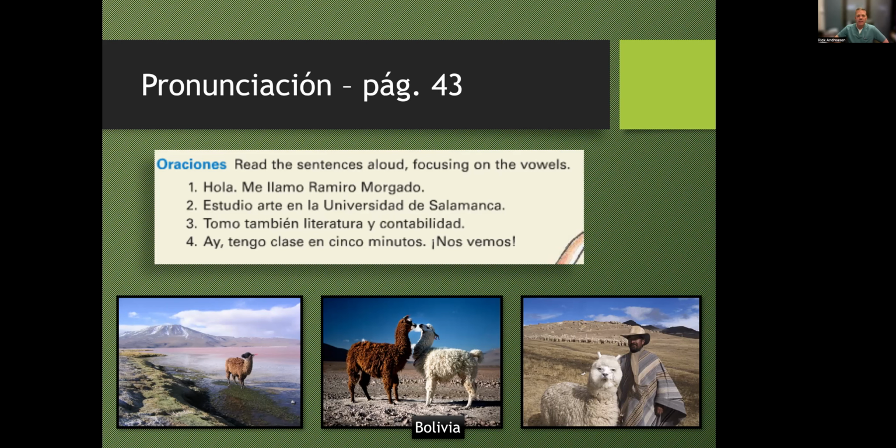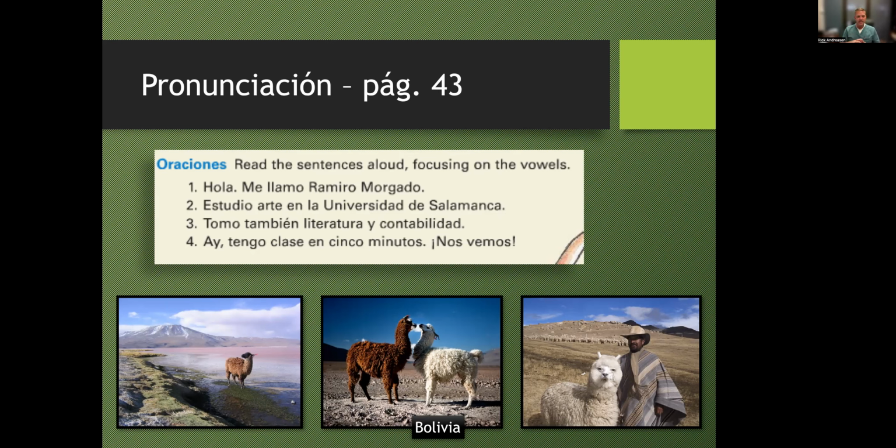Let me just give you a tip here on number 3. One of the biggest mistakes that we hear English speakers or non-native Spanish speakers make with their pronunciation is that vowel I, the E. So like in number 3, we'll hear people say, tomo también literatura y contabilidad. You want to make sure that it's literatura, and you got to maybe elongate it out a little bit because you got to get that E sound. If you're using an I sound, that's just a giveaway. It's not going to help you with your pronunciation.